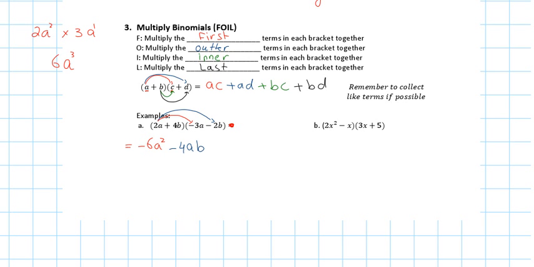Now my inner is 4B times negative 3A. Negative 12AB. AB or BA, doesn't matter which way I write them. Doesn't matter if you do 6 times 2 or 2 times 6. No, right? A times B, B times A, doesn't matter. Okay?